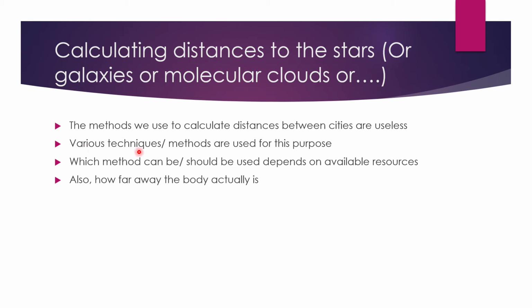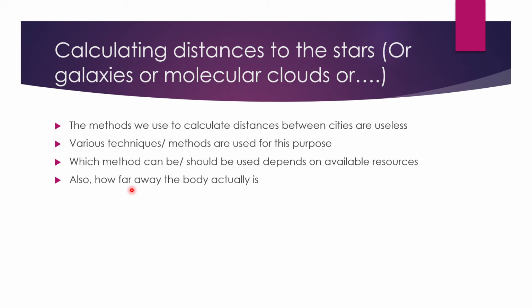So we use various techniques or methods to calculate the distances, and using a meter tape is not one of them. Now, which method can or should be used depends on the resources available. There are different resources which one can get looking at the star. We can see the luminosity, temperature, etc. So based on whatever resources we have, one has to decide which method to use.